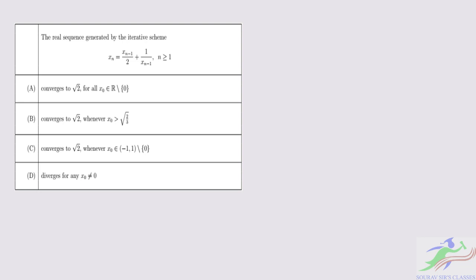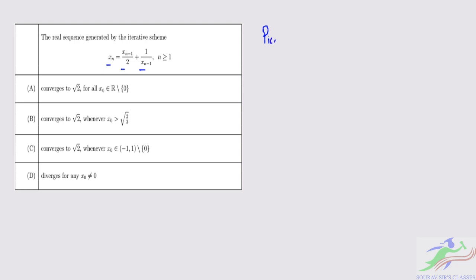In this particular video we'll be solving a question from postgraduate mathematics. The question is about the real sequence generated by the iterative scheme x_n = x_{n-1}/2 + 1/x_{n-1}, where n is greater than or equal to 1. You have to find out of the four options which one is correct: which value the sequence converges to, or whether it is divergent. We know this is the Picard fixed point iteration scheme.